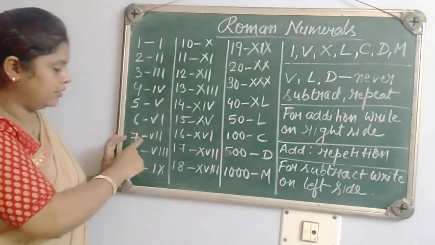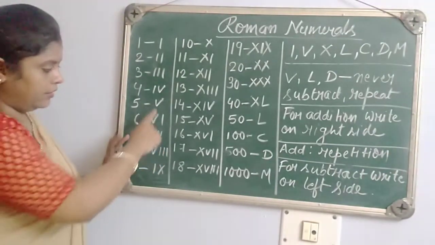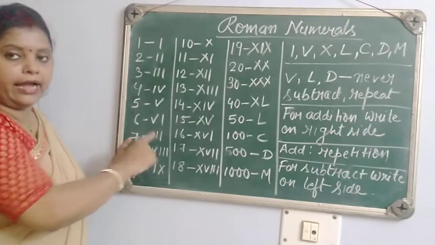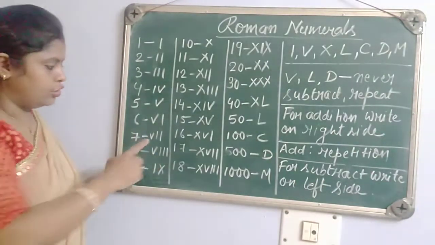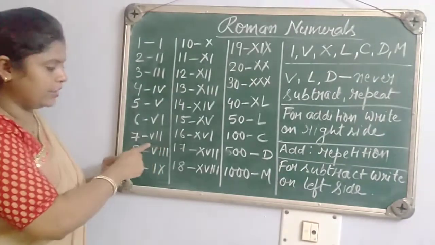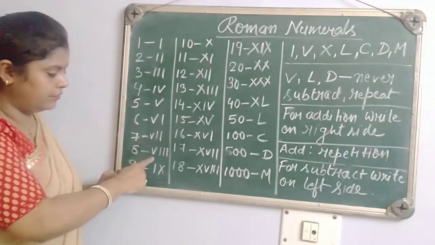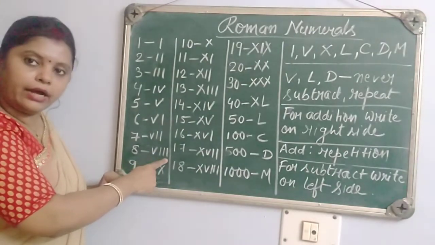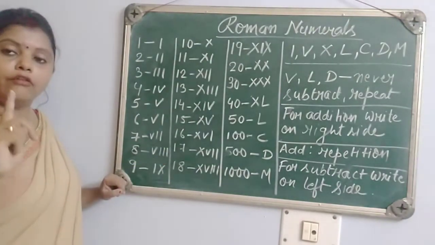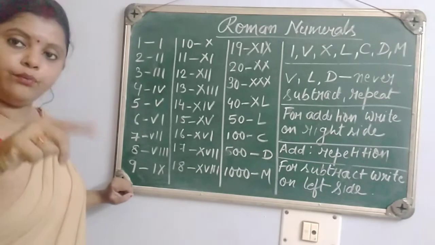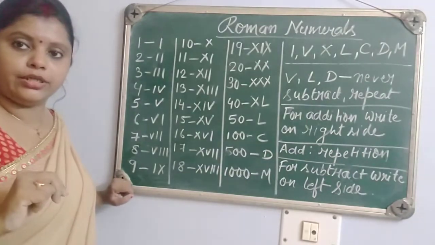Check the next one. For writing 7, 5 is written as it is, and 2 more we have to write, so 1 plus 1, 2. You can see VII for 7. Similarly for 8, V and 3 times I. Now you can see for 9, we can't write 1 four times.